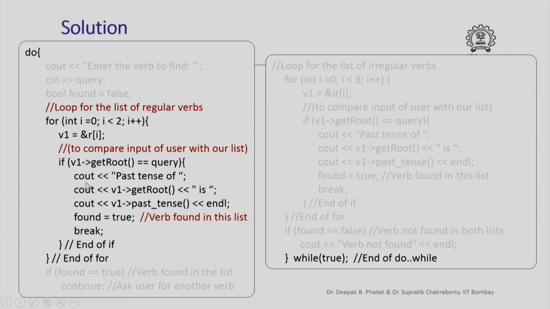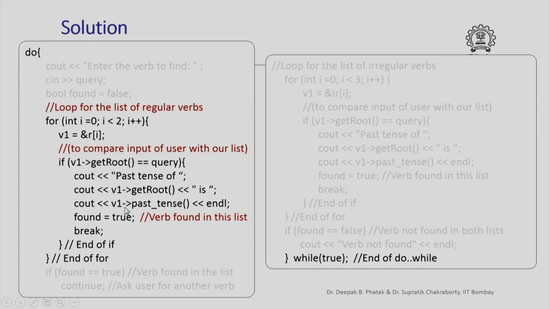So, let us see it in action over here. What we do is we say if v1 arrow getRoot is query. Once again v1 is an abstract class, so v1 arrow getRoot is actually going to invoke getRoot of the class by first finding out what v1 is actually pointing to. Here v1 is pointing to an object of class regular verbs, so it is going to invoke getRoot from the class regular, and that is going to return the string that is stored as the verb in the first element of this array. And if that matches query, we are going to say past tense of that string is, and we are going to call v1 arrow past tense.